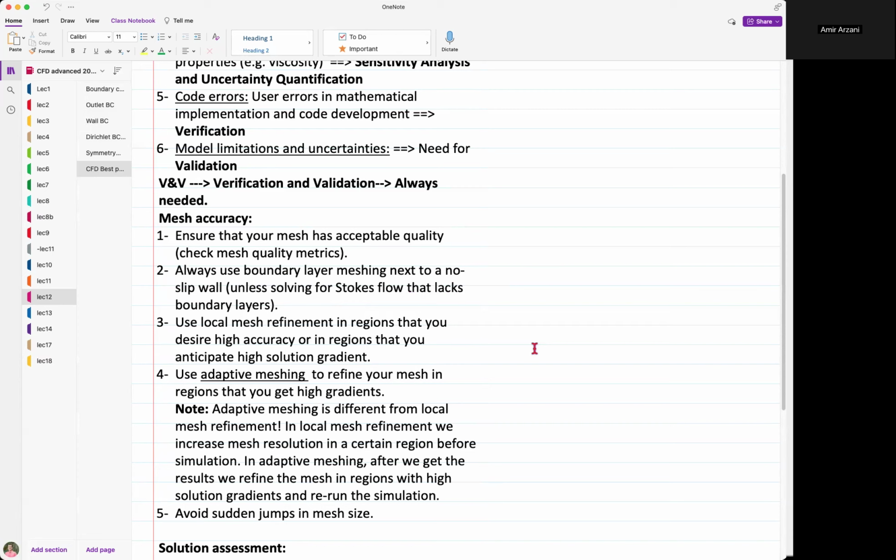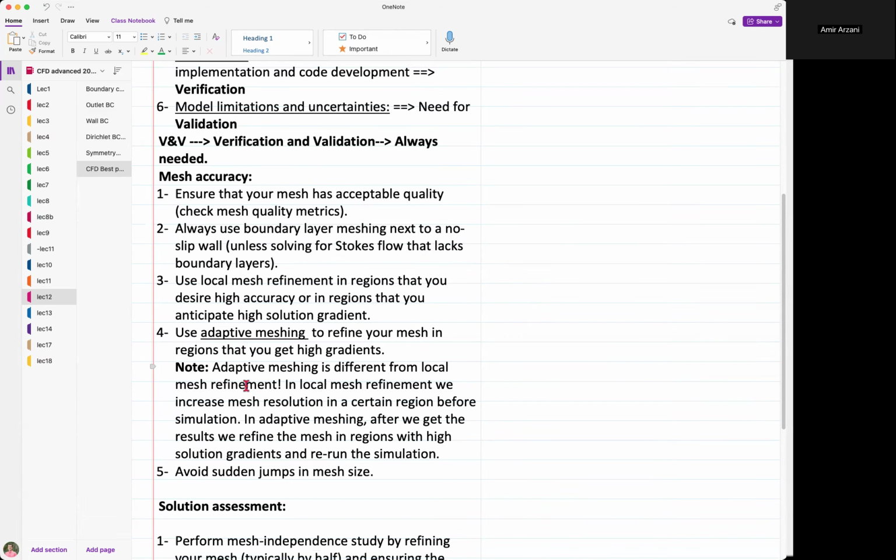We need to do local mesh refinement in regions where we require high accuracy and we anticipate high solution gradients. If you don't know which regions are the more complicated regions that have high gradients and complexity, we can use adaptive meshing. And the way this works is that we first solve our CFD problem, we get the solution, we calculate some metric that tells us where we're likely having more errors. And usually the easiest way is to just calculate the gradient of the solution. The regions where we have higher gradient are likely the regions that could benefit from a higher mesh resolution. So then we do remeshing based on the gradient of the solution, and then we redo the CFD simulation.